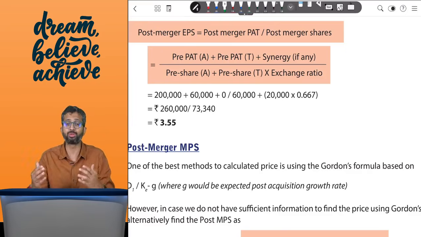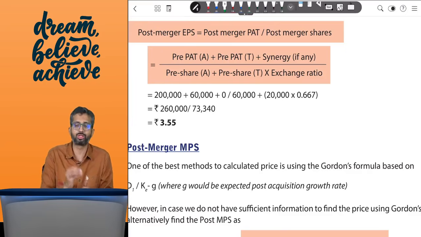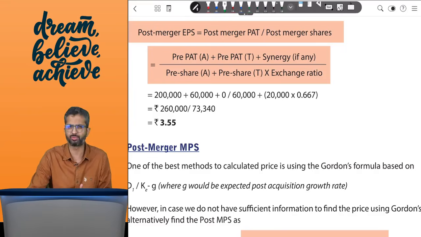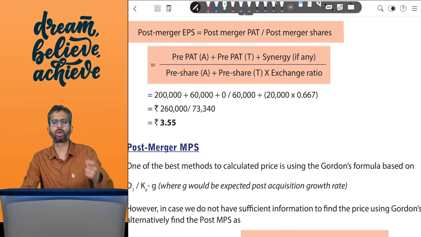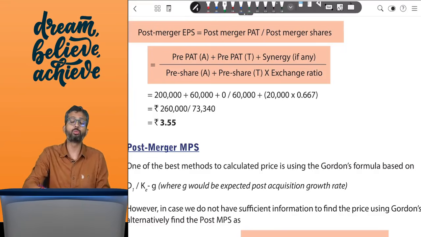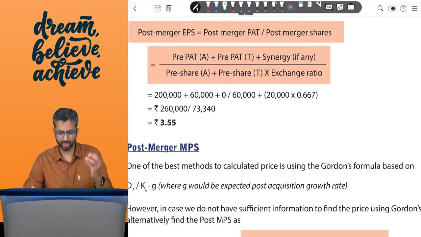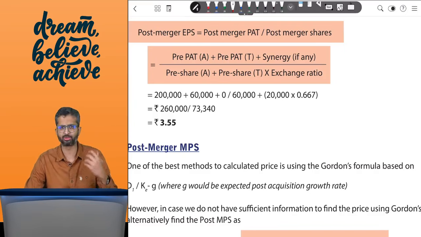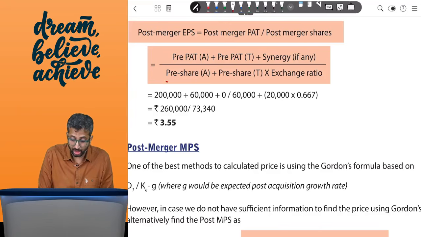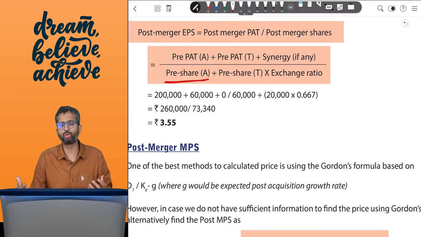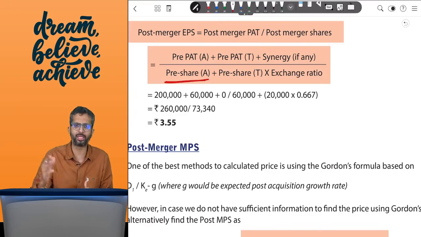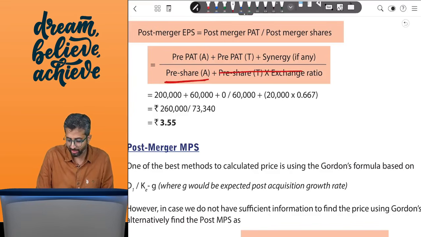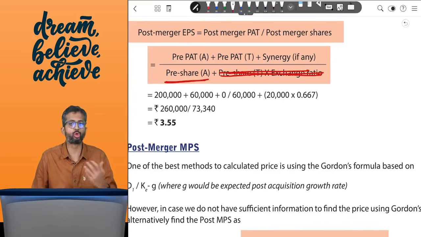Sometimes it might be possible that you are supposed to calculate post-merger EPS in case of a cash acquisition. In case of a cash acquisition, if you acquire a target company by paying cash, your numerator will have post-merger PAT, which is the pre-merger PAT of the acquirer plus the pre-merger PAT of the target plus the synergies. But in the denominator, you will not issue any new shares to the shareholders of the target because you are paying cash.